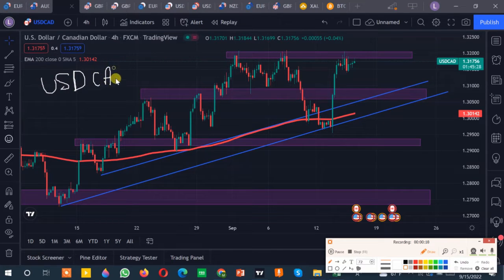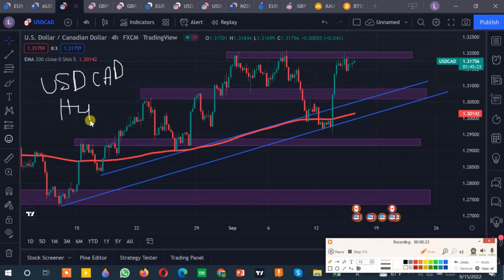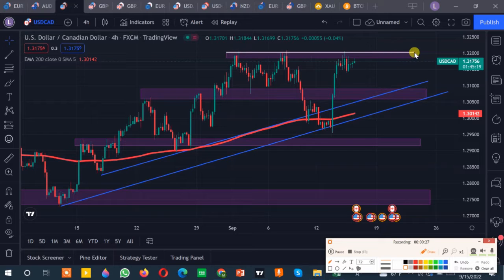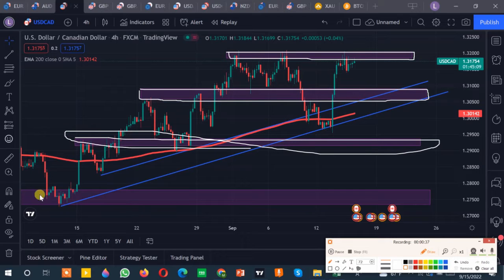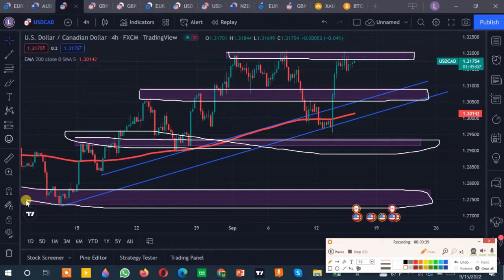USDCAD chart for H4 time frame. It is one good resistance point. At this moment it is a support area, it is another support area, it is also another latest support area, and the lowest support area.